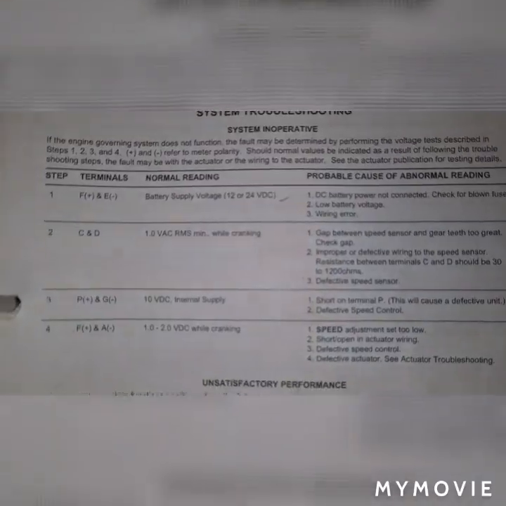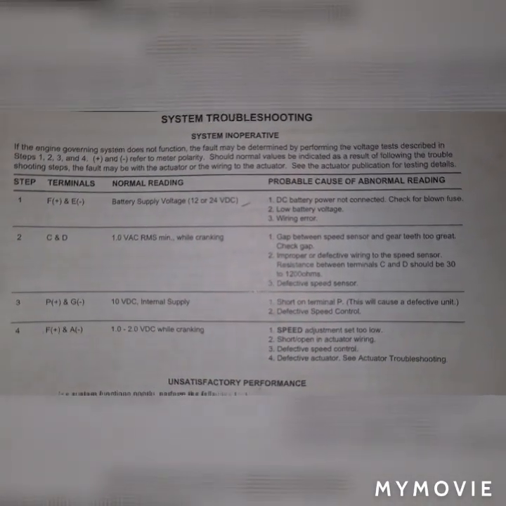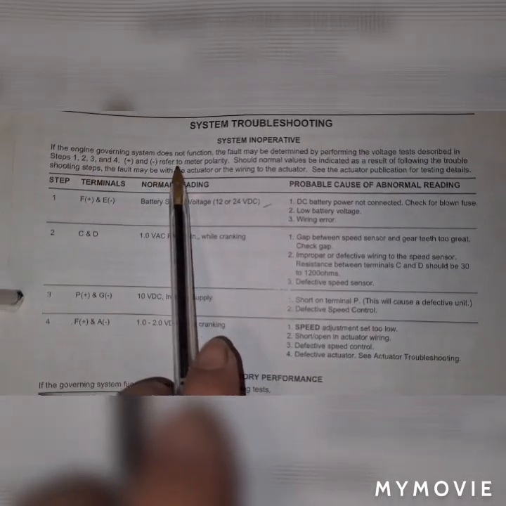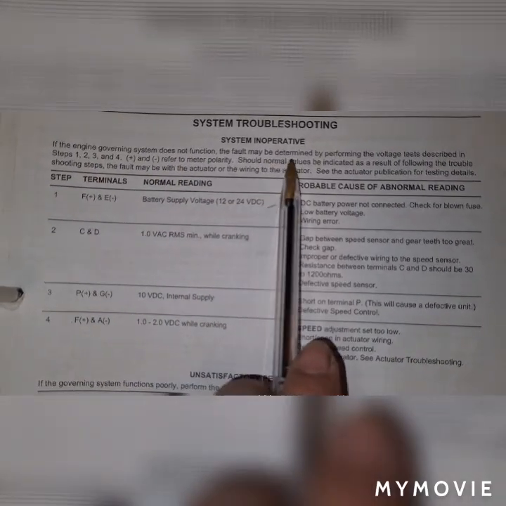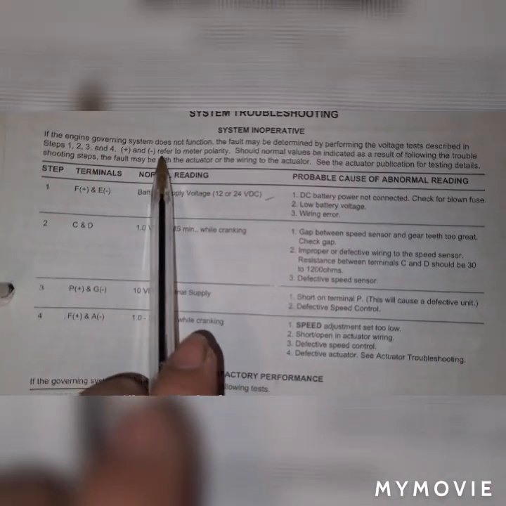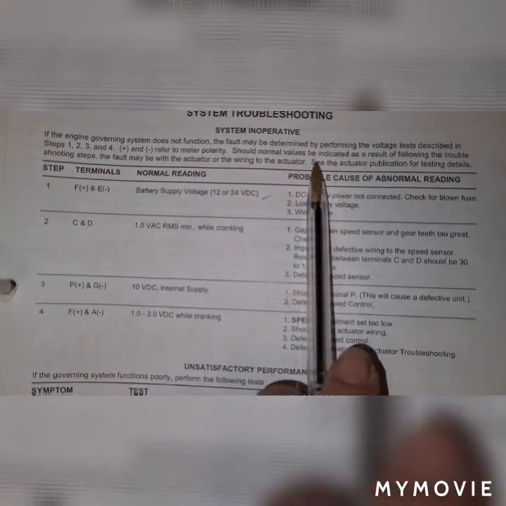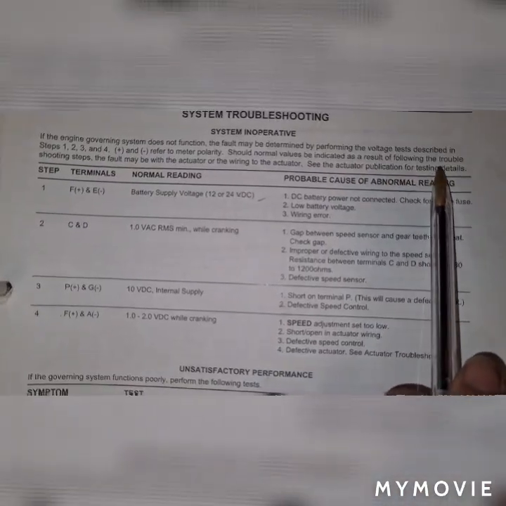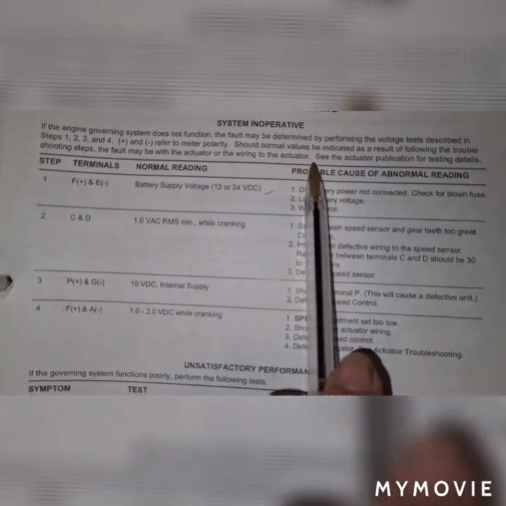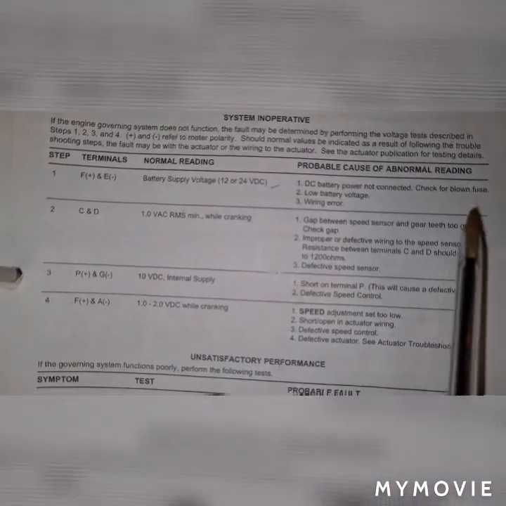Also here, we have a system inoperative. If the engine governing system does not function, the fault may be determined by performing the voltage tests described in steps 1, 2, 3, and 4. Refer to meter polarity; normal values should be indicated as a result of following the troubleshooting steps. The fault may be with the actuator or the wiring to the actuator. See the actuator publication for testing details. So we have here steps 1, 2, 3, and 4.